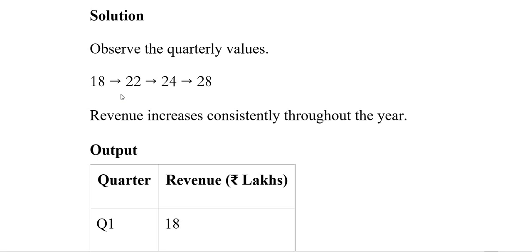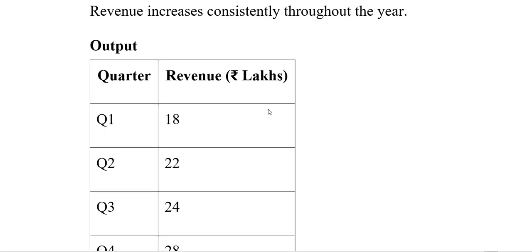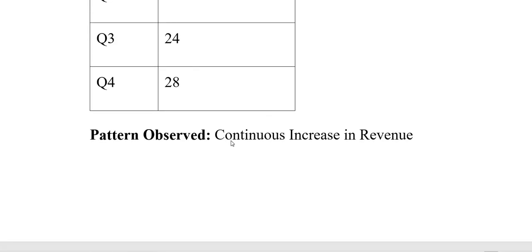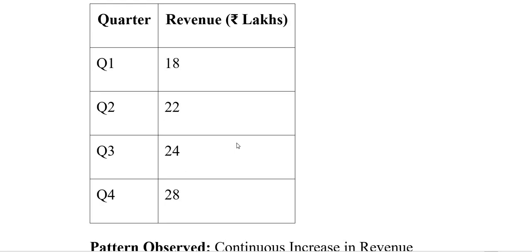First to fourth it is increasing only, right? Revenue increases consistently throughout the year. We have an upward pattern here, right? Continuous increase in revenue. This pattern is observed in these 4 quarters.